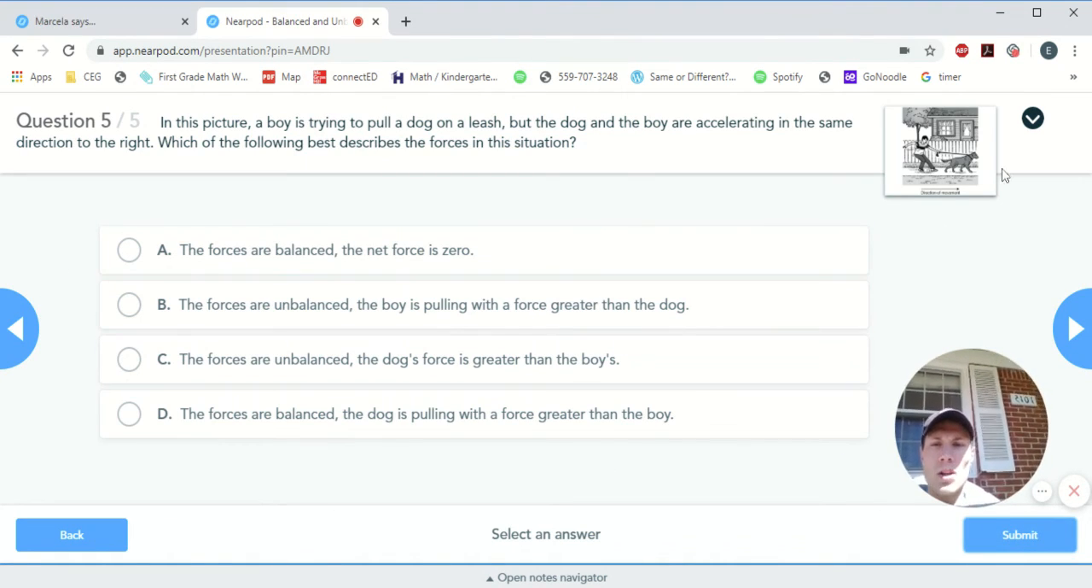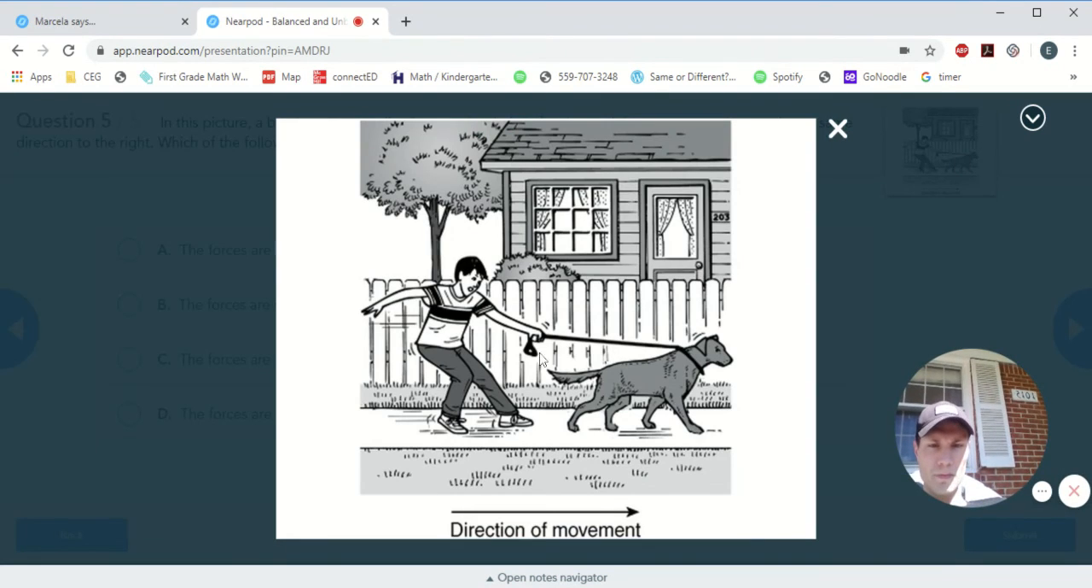Last one. Looking in this picture, a boy is trying to pull a dog on the leash, but the dog and the boy are accelerating in the same direction to the right. Which of the following best describes the forces in this simulation? So let's look at the picture. This boy is trying to pull the dog to the left, but the dog is pulling him to the right, and the movement is to the right. So what's happening to the forces? Are they balanced, unbalanced? What directions are they moving?